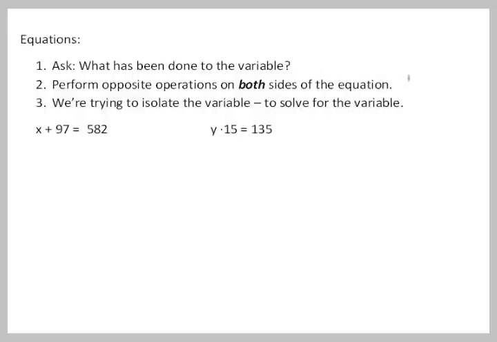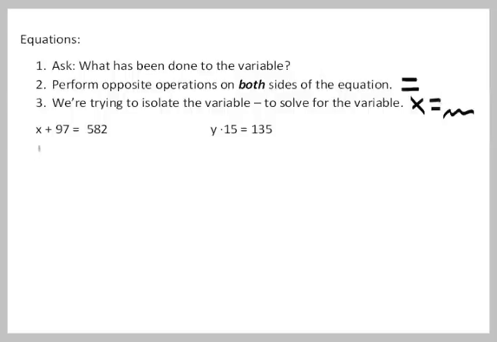The reason that we do this is because all equations have an equal sign, which means that we need to maintain balance on both sides of the equal sign. And what we're trying to do is isolate the variable to solve for the variable. So what we want to end up with is a mathematical sentence that looks something like this. X equals some number. We want to find out what that number is, or if the variable is a different letter, Z equals some number. We're trying to find out what that variable represents in the problem.